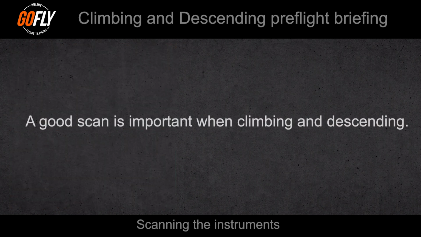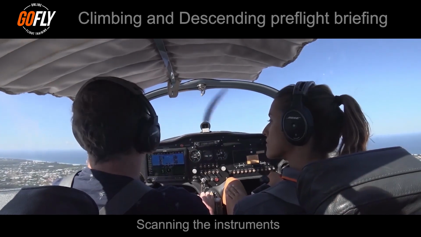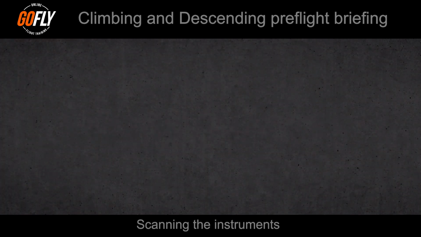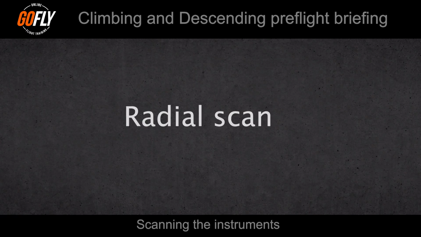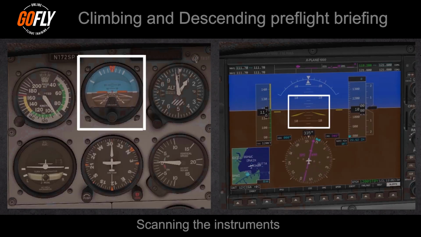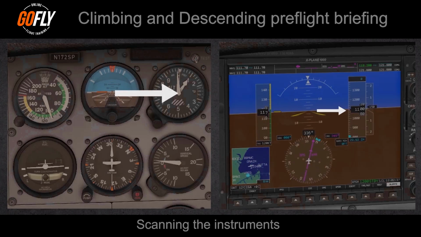A good scan is vital when climbing and descending. Not only do we need to scan the horizon for other aircraft, but also scan our instrument panel. A standard instrument scan is to conduct what is known as a radial scan that involves starting at the artificial horizon or attitude indicator and going to another instrument such as the airspeed indicator, then always back to the artificial horizon or attitude indicator, then back to another instrument.